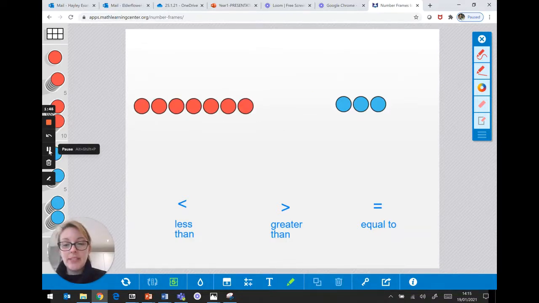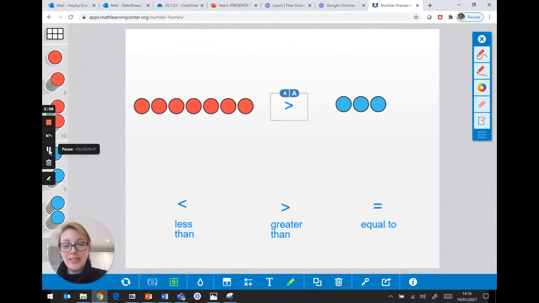Okay, so I've put some different amount of counters this time. There's some red counters and some blue counters, so count them carefully. And you should count 7 red counters and 3 blue counters. So which symbol would I need to put here? Less than, greater than, or equal to?